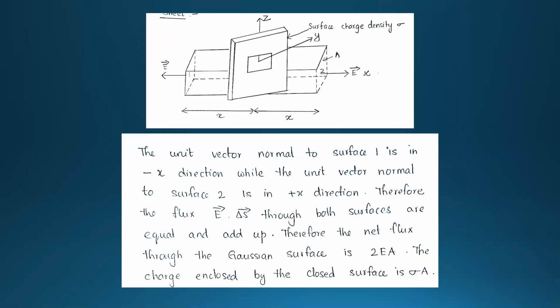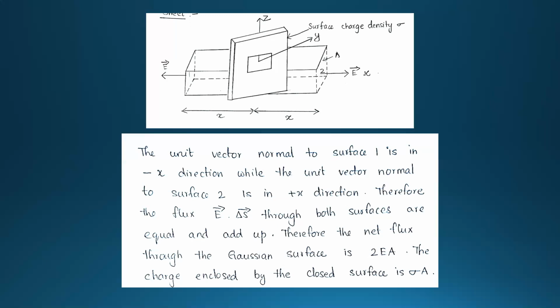Therefore, in general, flux through surface 1 is EA cos 0, that is E into A, where A is the cross-sectional area of this Gaussian surface. Similarly, the flux for the first surface is EA, and the flux for the second surface is also EA. Therefore, total flux is equal to EA plus EA, that is 2EA.